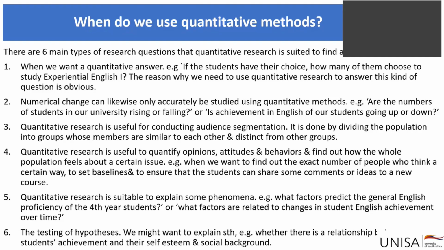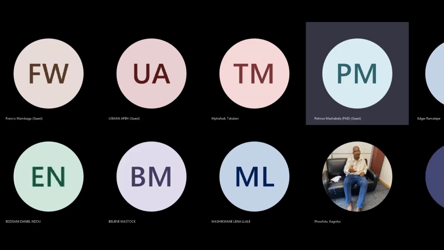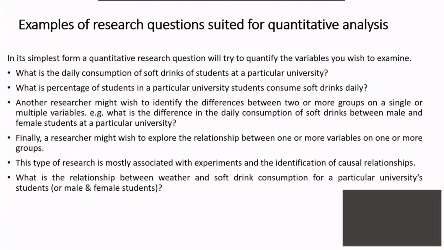Quantitative research is also useful when you're testing hypotheses. For example, you might want to explain the relationship between student achievement and their self-esteem and social background. So where you want to determine or explain a relationship, you may want to use quantitative research. Now, I hope I'm still audible and you're able to see the slides.